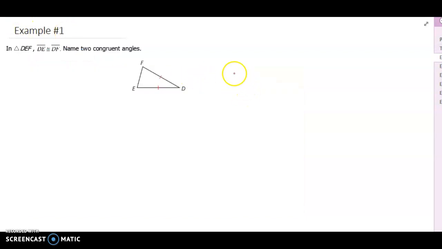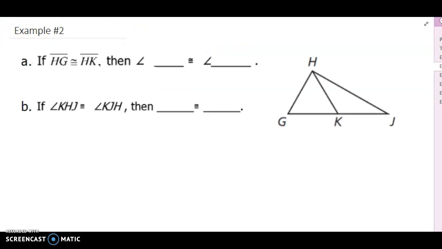All right, so let's look at example 1. We're given that side DE and side DF are congruent. So if we have two congruent sides of a triangle, that means we have to have two congruent angles. To determine which angles are congruent, we go through the triangle and take the opposite angles from the congruent sides. So I could say that angle E is congruent to angle F. All right, I want you guys to take a minute and try to do A and B on your own here in example 2, and then we'll go over it.